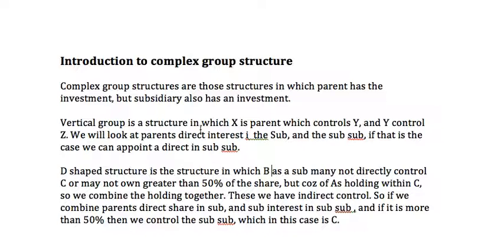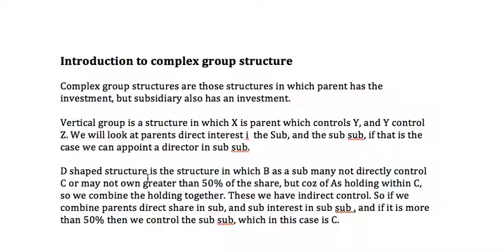It is a structure in which, let's say, X is a parent which controls Y, and Y controls Z. We look at parents' direct interest in the sub and then the sub-sub. So if that is the case, we can appoint a director in sub-sub also.